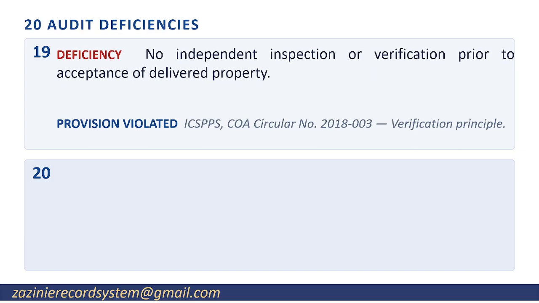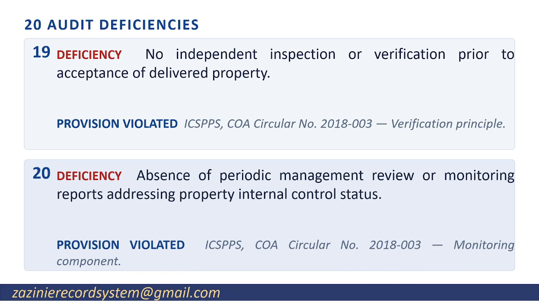20 audit deficiencies. Number 19. Deficiency: no independent inspection or verification prior to acceptance of delivered property. Number 20. Deficiency: absence of periodic management review or monitoring reports addressing property internal control status.